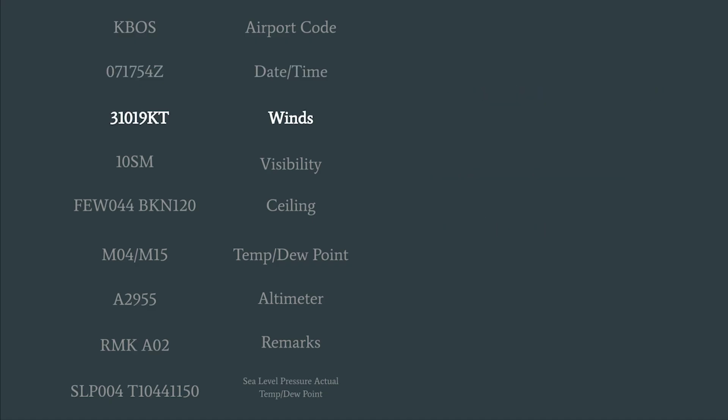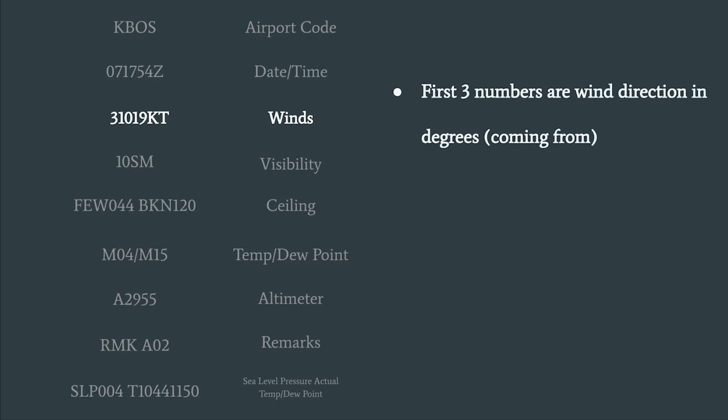The next piece of information tells us the wind direction and the wind speed. The first three numbers are the wind direction in degrees, coming from, not going to. So in this case, they're coming out of direction 310. Now, we'll talk about compass headings and direction in the operations course, but just know that the first three digits on this part of a METAR tell you the direction that the wind is coming from. In this case, 310 is about northwest.